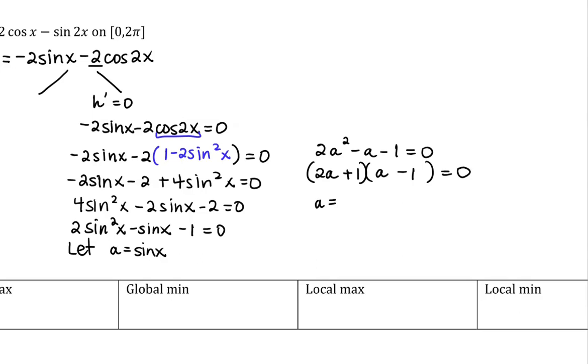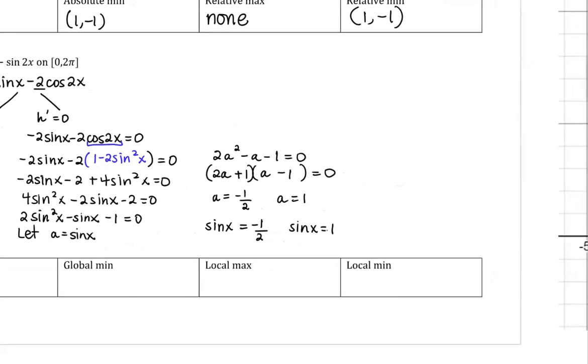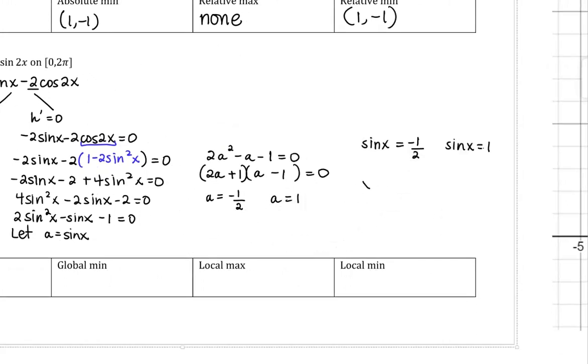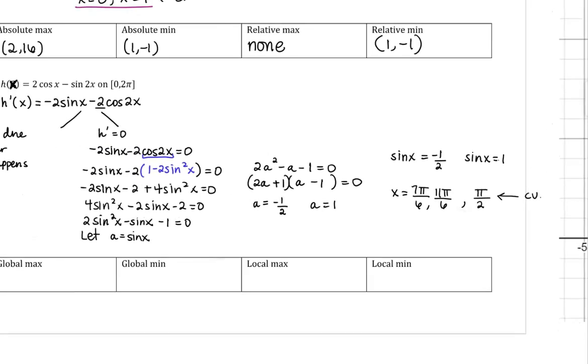We then go in and get our 2 roots, that a is equal to negative 1/2 or a is equal to positive 1. And we remember that a was sine x. So we are looking for where sine x is equal to negative 1/2 or where sine x is equal to 1. At that point, we go back and we remember our unit circle, and we know that sine is equal to a negative 1/2 at 7 pi over 6 and 11 pi over 6. Those are the 2 places where the y-coordinate is negative 1/2 on the unit circle, and the only place where sine is equal to 1 on the unit circle is at pi over 2. And so we have 3 critical values in this problem here.